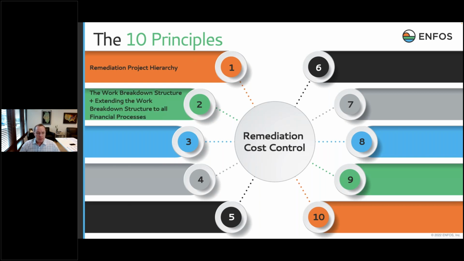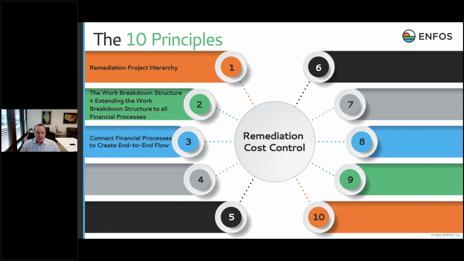Second principle is all around the work breakdown structure, which most everybody knows through their general project management experience and training. But we're going to spend more time talking about the extension of the work breakdown structure across all financial processes and the importance of that.